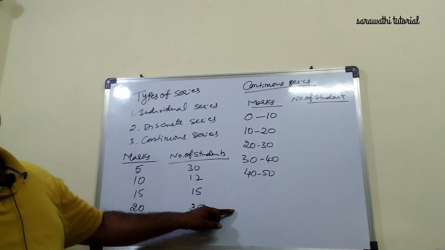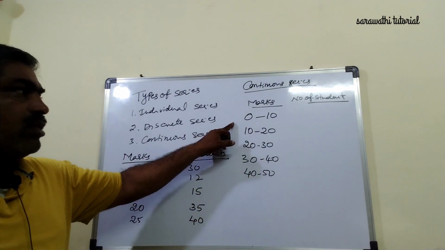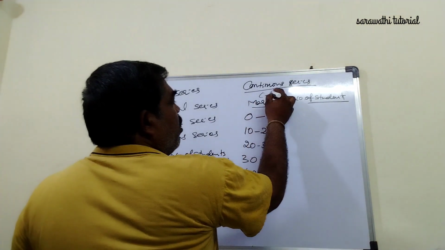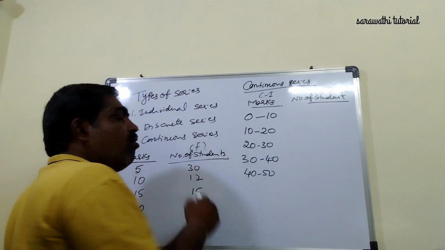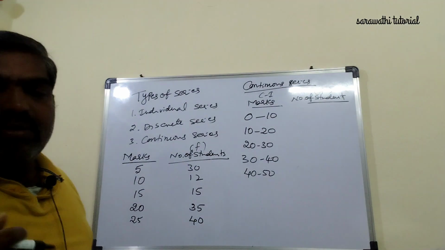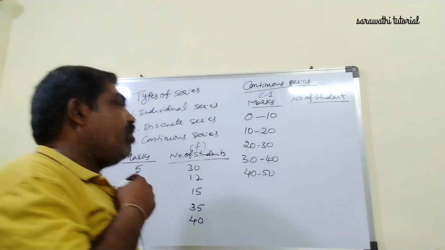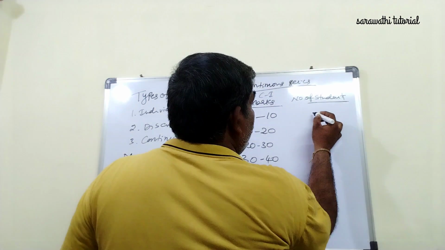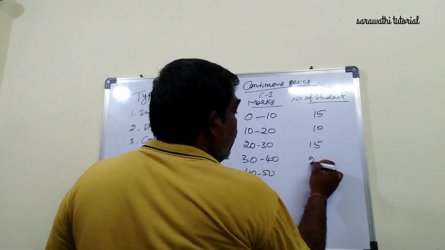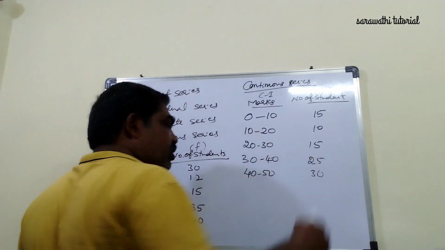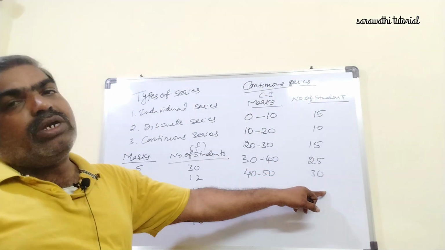When we take this information according to limits, this is the class interval. Whatever the limits are, they are called class intervals. This is frequency: how many times the observations are repeated, the number of times, is called frequency. So for 0 to 10, for example, I take 15, 10, 15, 25, 30, whatever the observation; even 41, 42, 43 will be included in 40 to 50 only.